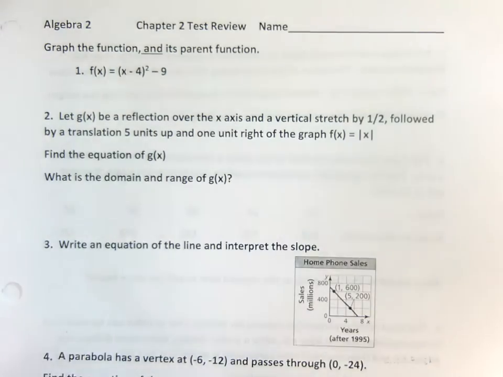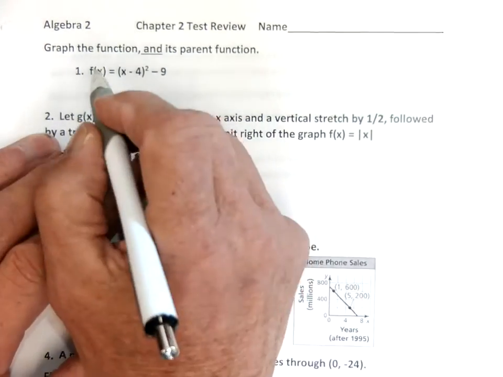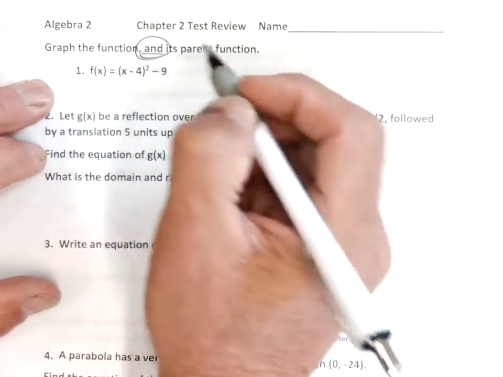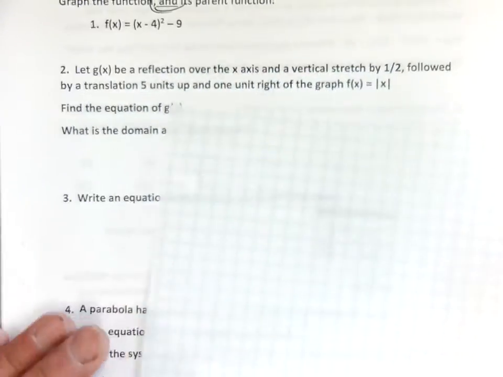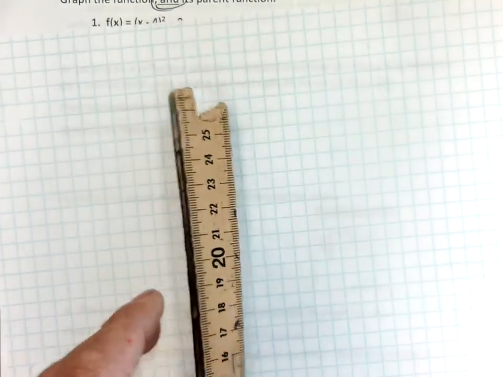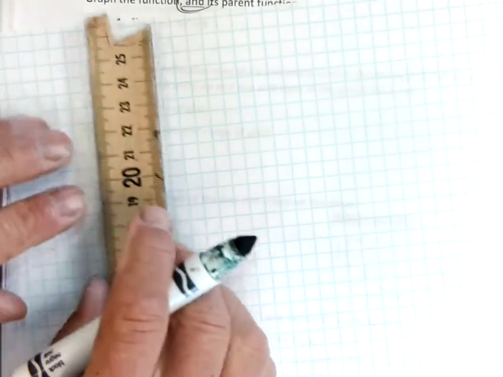All right, here we go. Number one. So you're going to have to do two things: graph the function and the parent function. So I'm going to get out my graph paper, and I'm going to start working on the parent function. I know exactly what that looks like because it's an x squared.